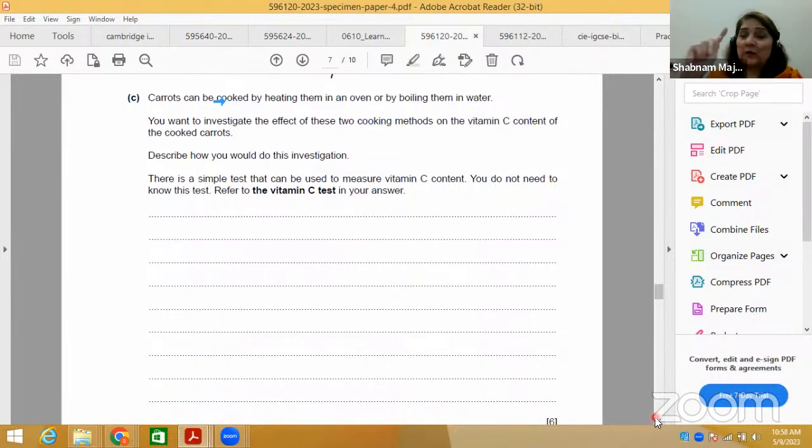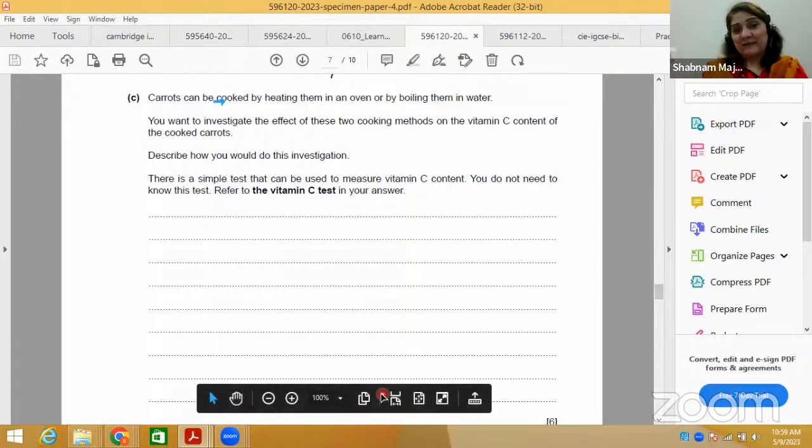Remember one thing, very important information of the theory: vitamin C is water soluble. The more you cook, it destroys vitamin C. The more you cook, the concentration will decrease. So higher the temperature, more easily vitamin C will be destroyed. This is what the concept is. I already told you.